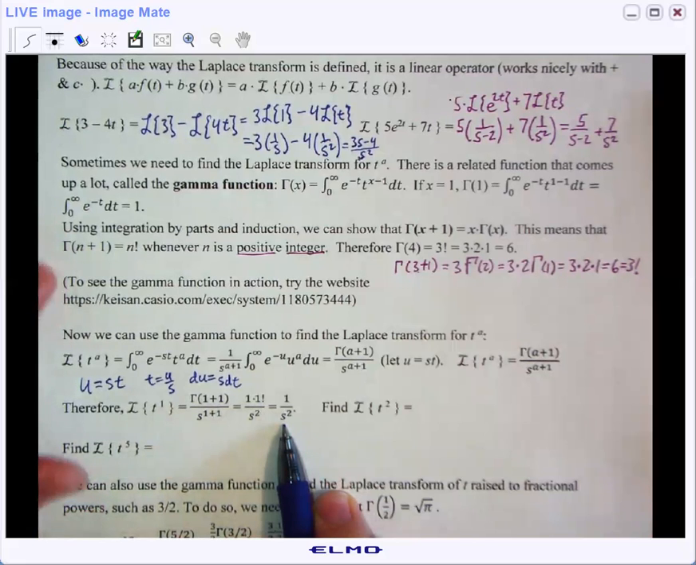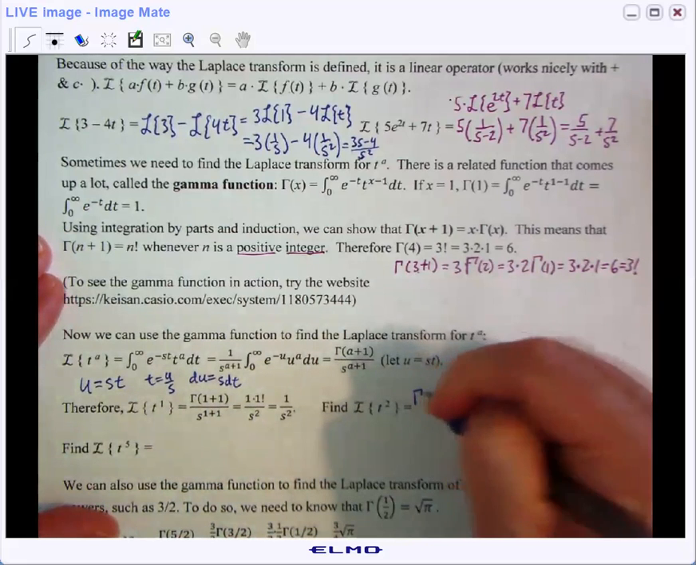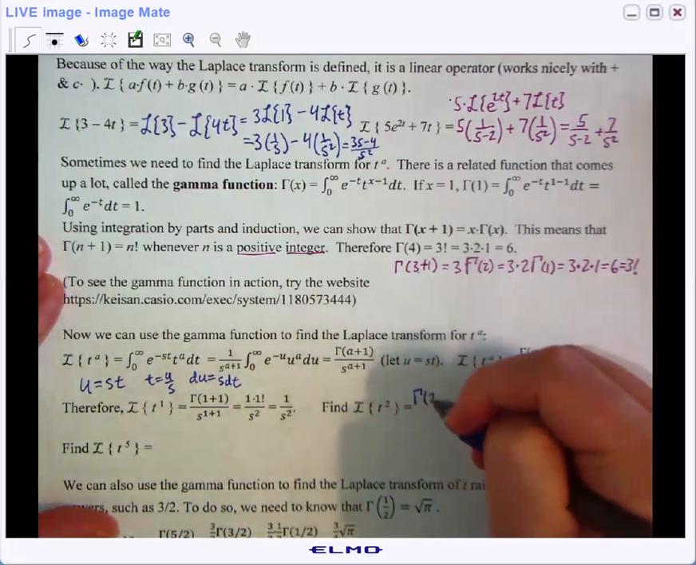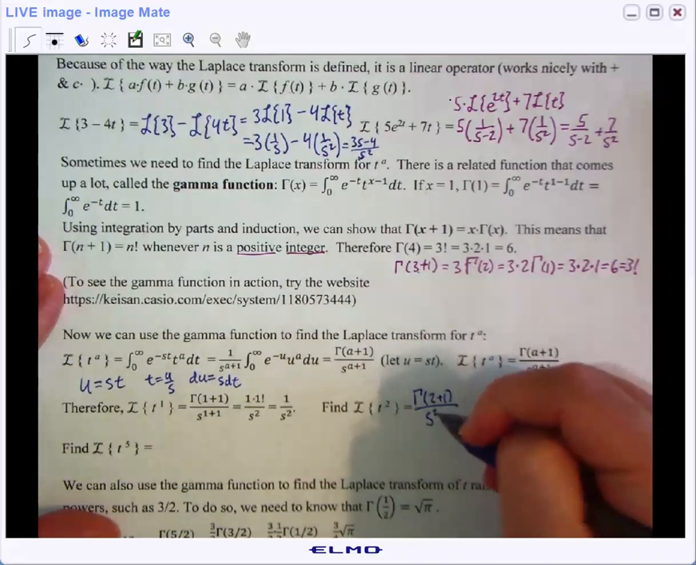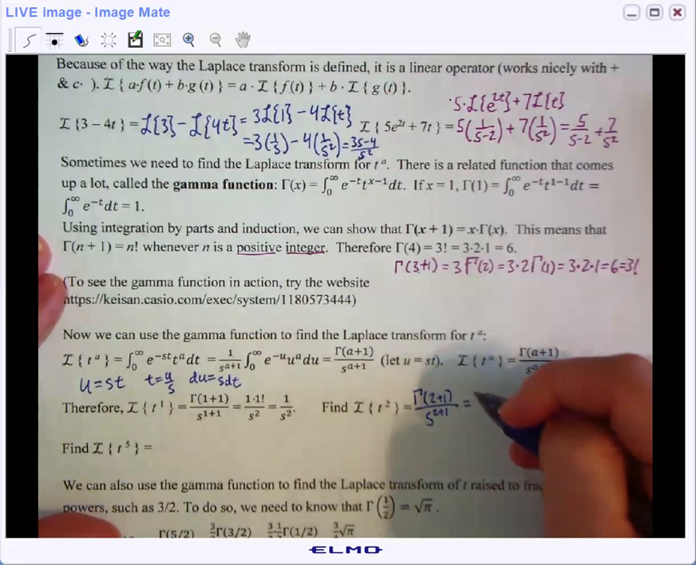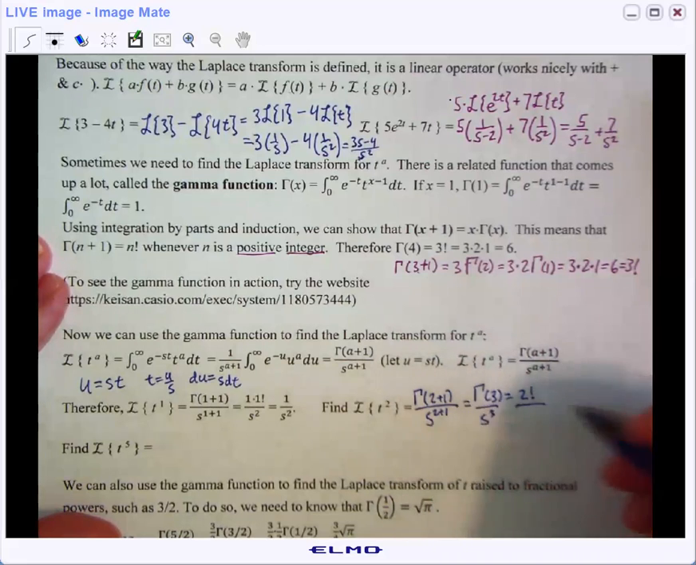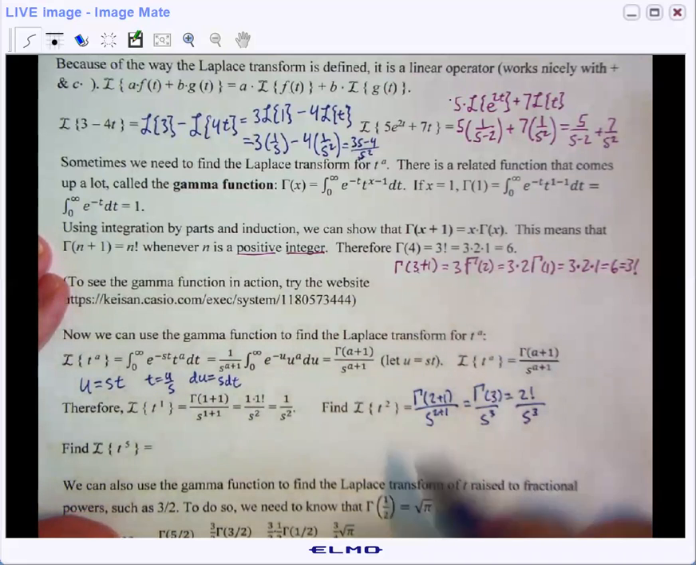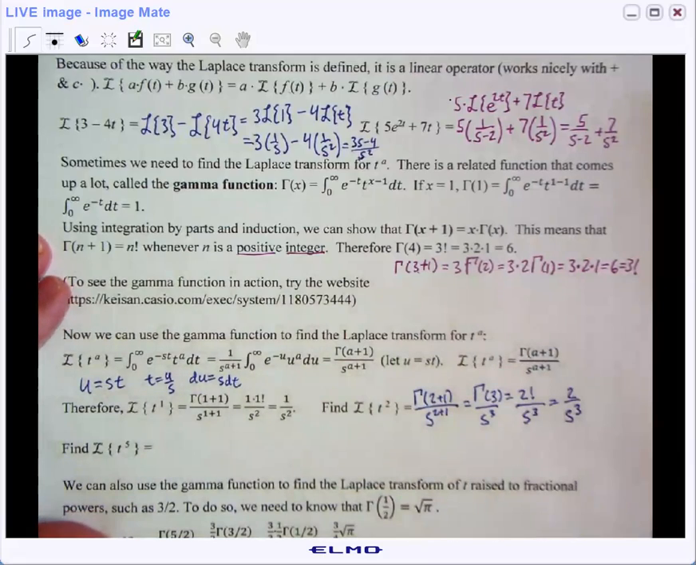the Laplace transform. Similarly, for the Laplace transform of t squared, we're going to get gamma of 2 plus 1 over s to the 2 plus 1 power. And gamma of 3 would be, careful, it's not 3 factorial, but 2 factorial. And 2 factorial is 2. So the Laplace transform for t squared is 2 over s cubed.